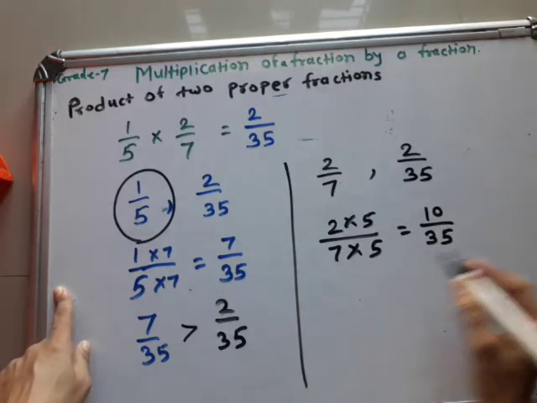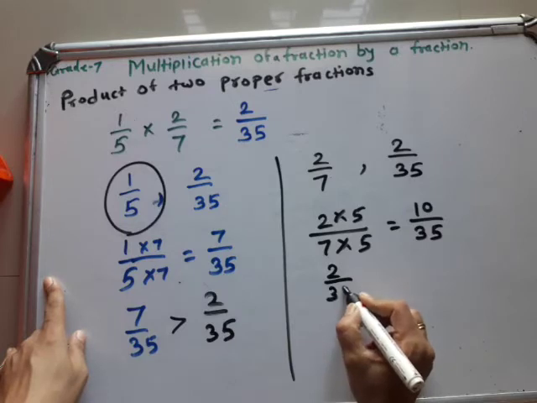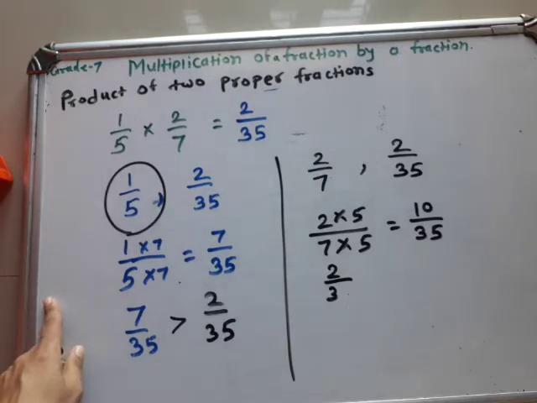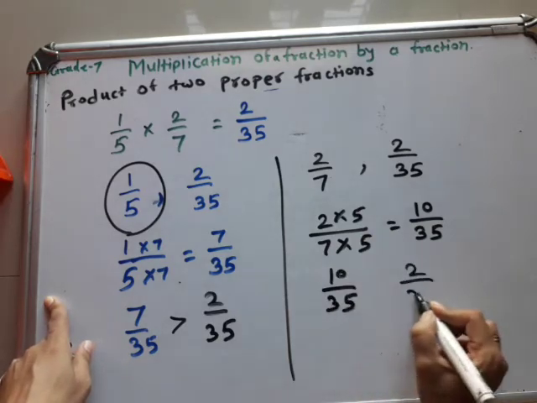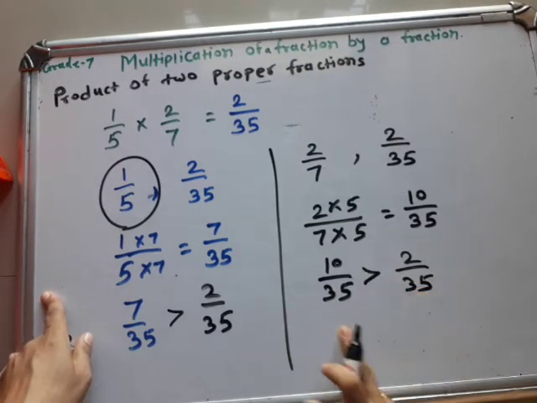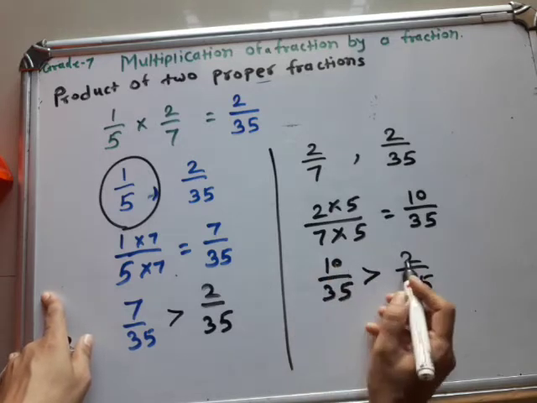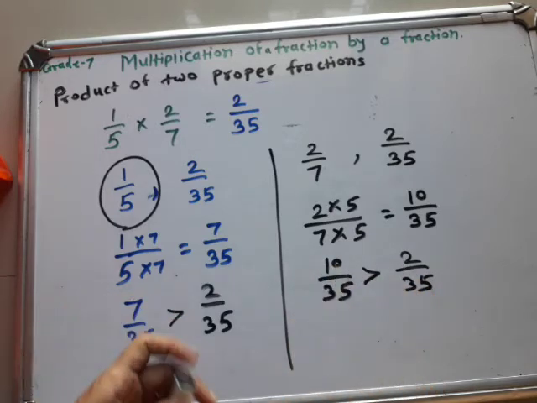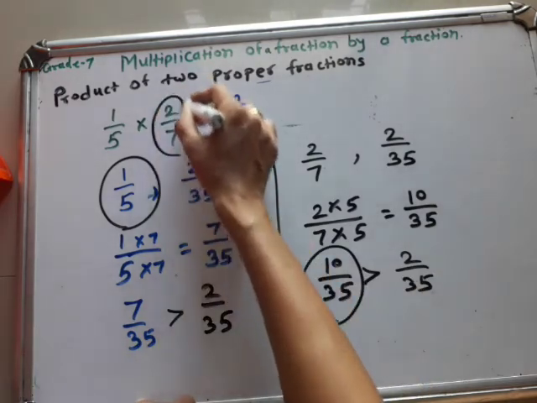So here we write the answer, 2 upon... the first number is this 10 upon 35, okay, and this 2 upon 35. So see which number is greater again? 35 is common and 10 is greater than 2. So again, what is the answer? 10 upon 35 means 2 upon 7.